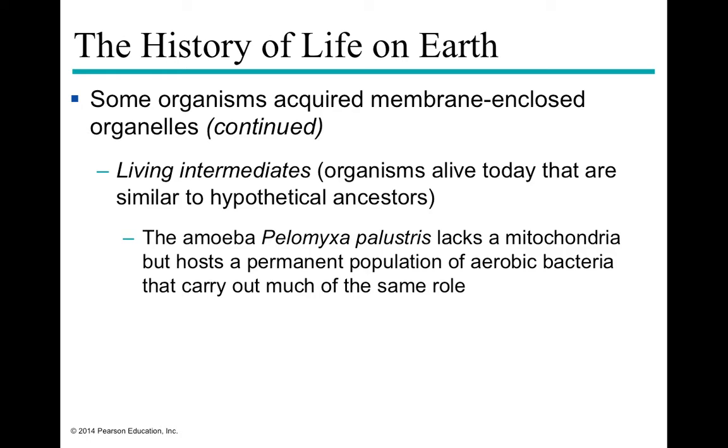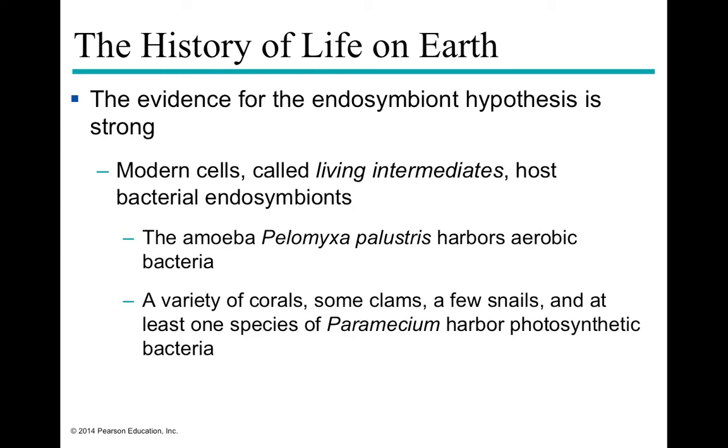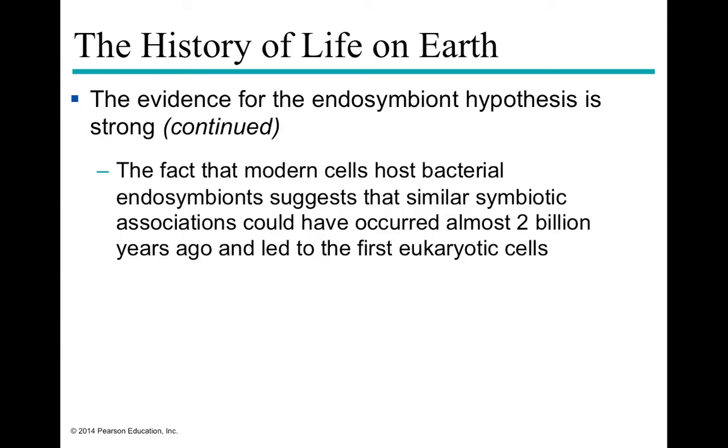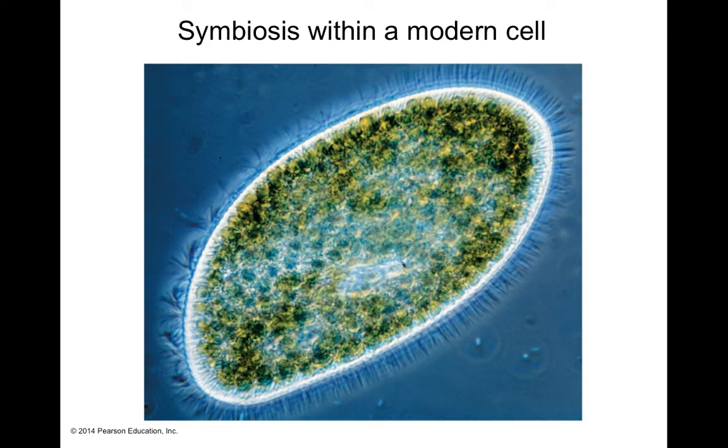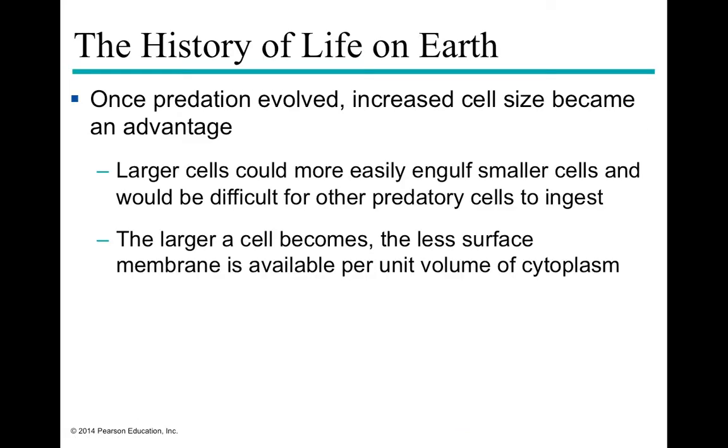But anyway, it lacks the mitochondria, but it hosts a permanent population of aerobic bacteria that carry a very similar role to the mitochondria. And similar things happen with coral, et cetera, that harbor photosynthetic bacteria that would be very similar to what we believe to be the precursors to the chloroplasts. All right, so here's symbiosis within a modern cell. Here's a bunch of chloroplasts inside, or precursors to the chloroplasts. These are going to be their own bacteria, but they're photosynthetic bacteria that live underneath the surface of this paramecium here, which allow it to perform photosynthesis, even though it itself doesn't have that capability.